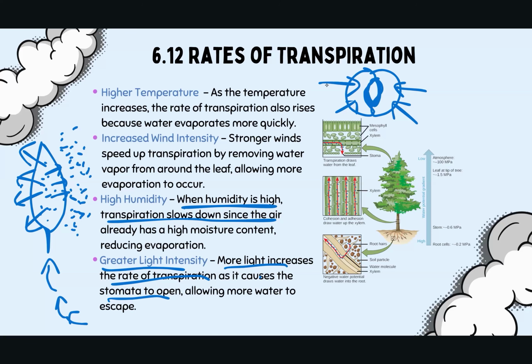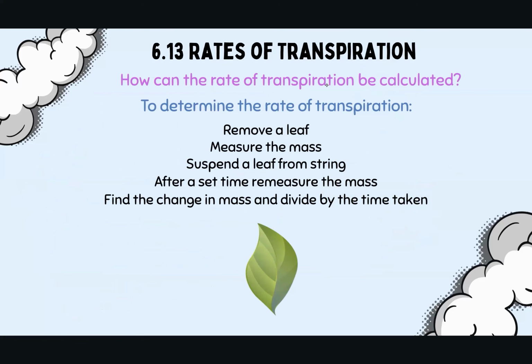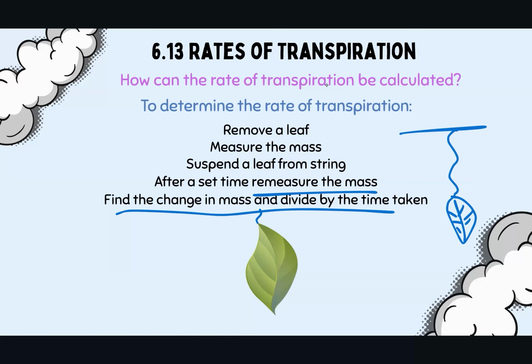I've not seen this as a 6-mark question, but this would make an excellent 6-mark question. So how can the rate of transpiration be calculated? So really simple. You get a leaf, you measure the mass of the leaf, then you suspend the leaf from a string. After a set time, you remeasure the mass and find the change in mass and divide by the time taken.